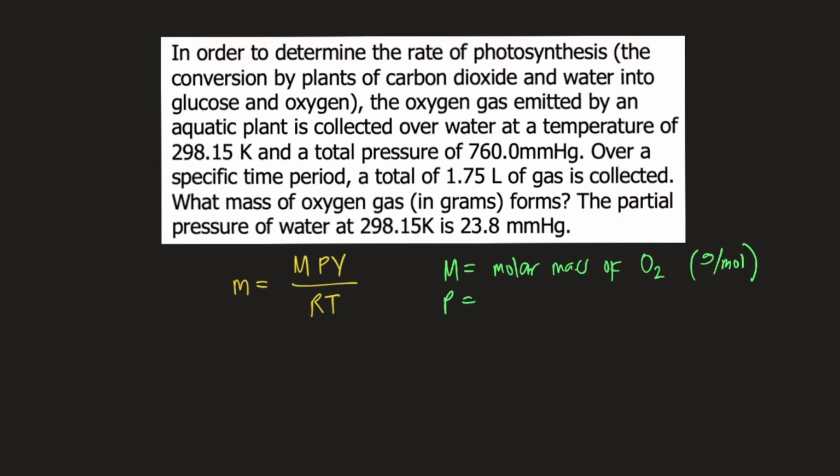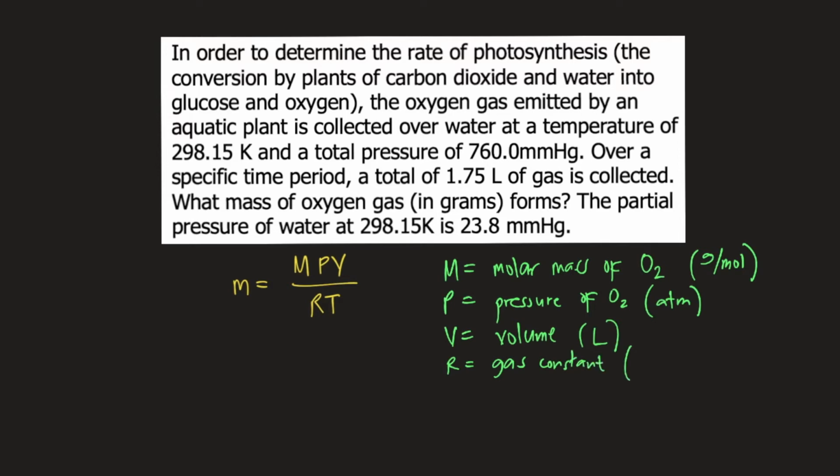P here is the pressure of the gas, so this is the pressure of O2, and the unit is ATM, or atmosphere. V is the volume, and the unit is liters. R is the gas constant, and the unit is liter atmosphere per mole Kelvin. And T is the temperature, and the unit must be in Kelvin.